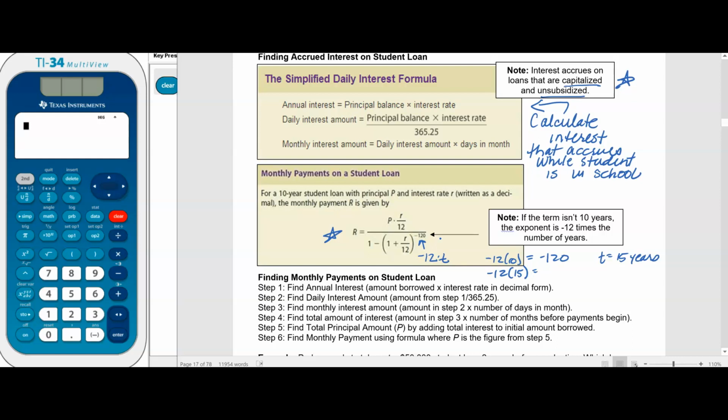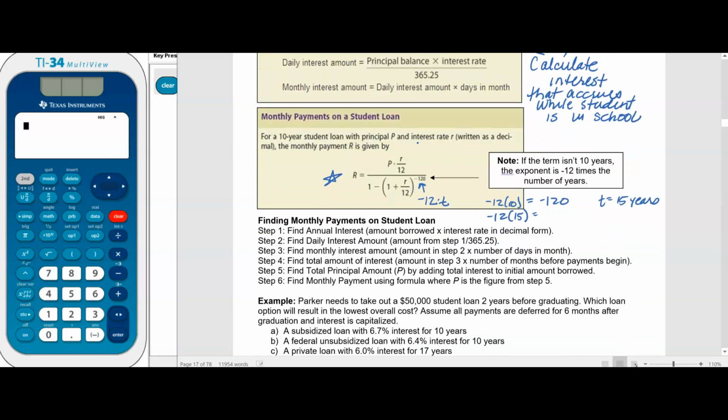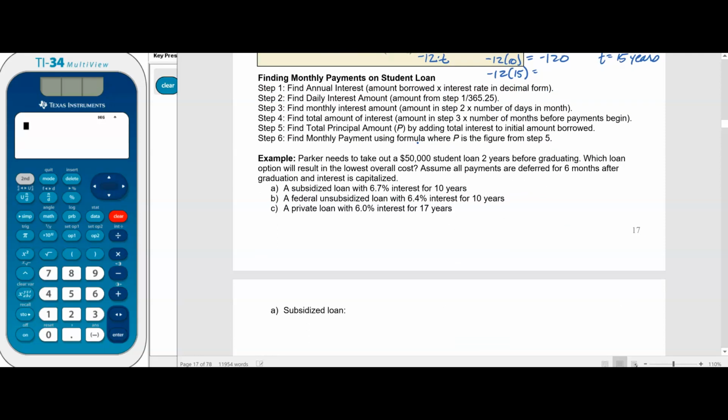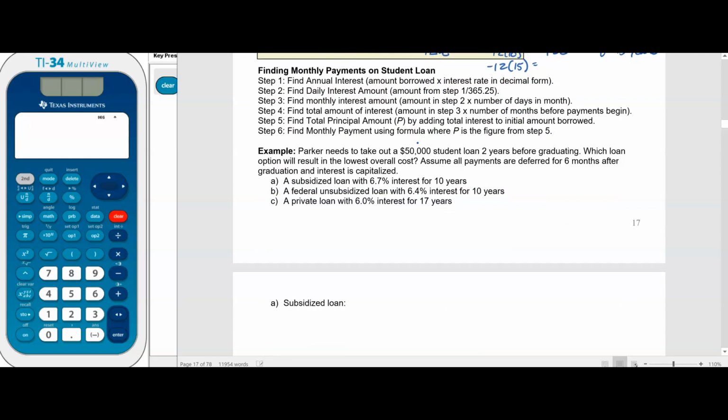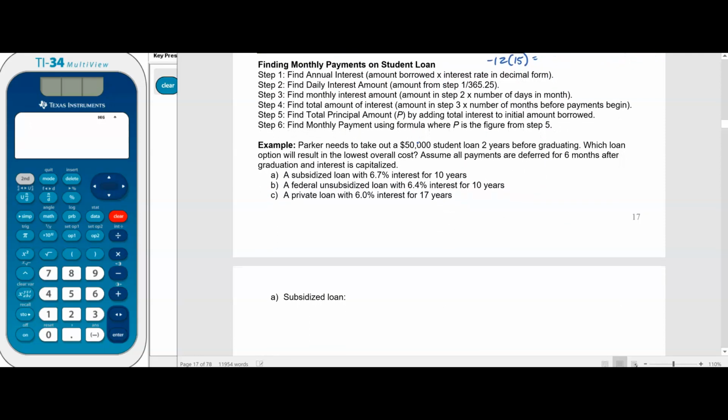So there are a couple problems in your homework, and there's one that we're going to do next that's got a time that's not 10 years. So we'll talk about that in a minute. So let's just jump ahead. We're going to go through our first example, and this is a really long example. We've got 3 different types of loans here that we're going to look at.